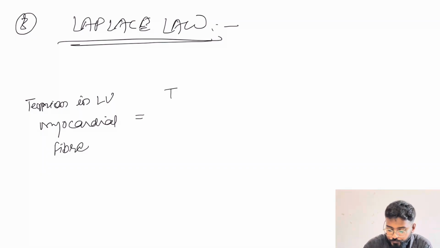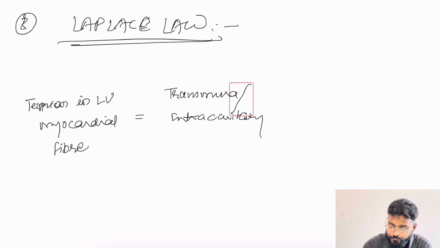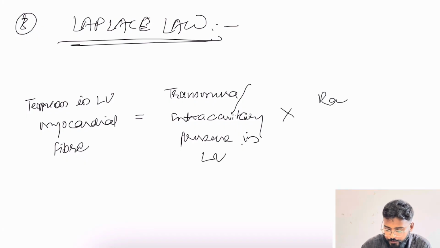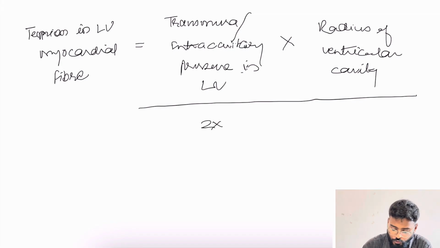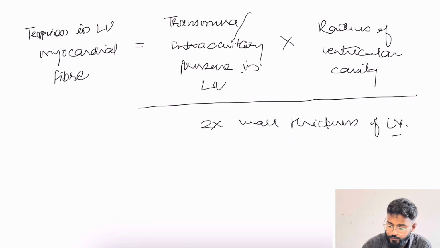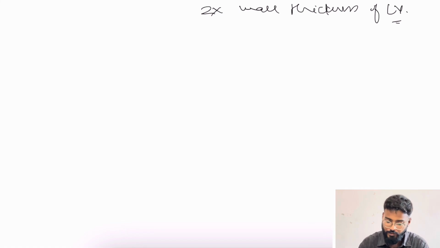is equal to the transmural or intracavitary pressure in the left ventricle multiplied by the radius of the ventricular cavity, and the whole is divided by 2 times the wall thickness of your left ventricle.